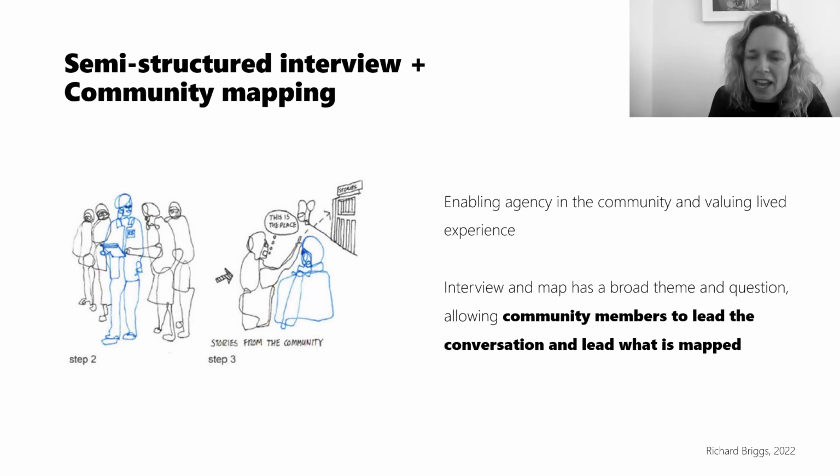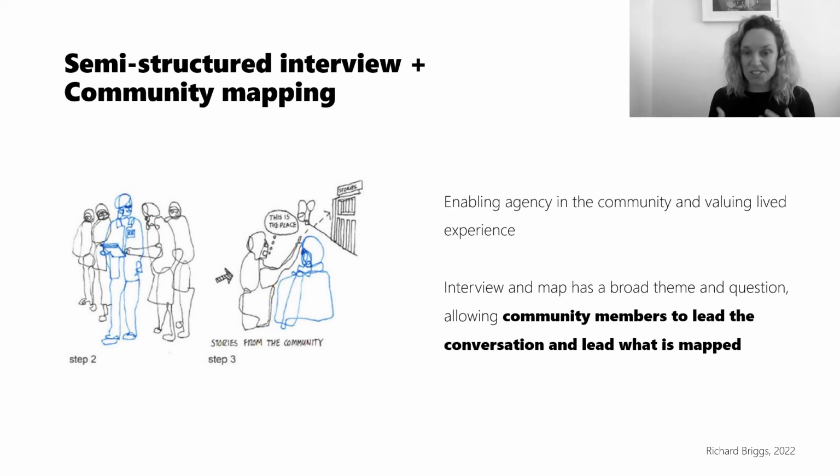So the next phase of our street observations is the semi-structured interview and community mapping. And this might be something that many of you have never done. And so it's another skill alongside participant observation that we'd like to teach you all as a way to enable community-centered practice. So again, this goes back to enabling agency in the community and valuing lived experience.